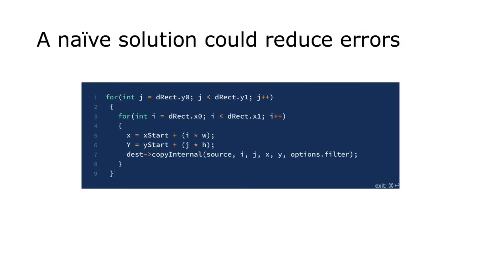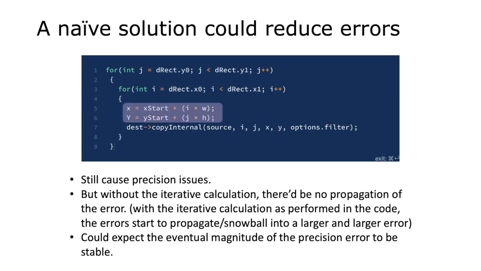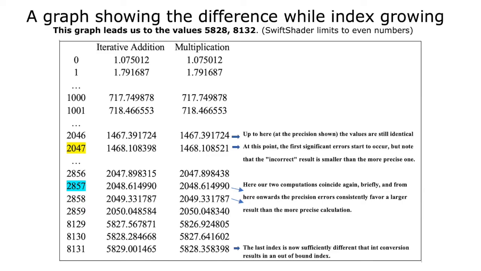And this is kind of a naive solution that could reduce errors. If this approach had been used instead, we would still have precision errors, but without the iterative calculation, there will be no propagation of the error, and we could expect the eventual magnitude of the precision error to be stable. We are fairly sure that compared to the implementation with iterative addition, the multiplicative implementation will be roughly correct. Here is a graph showing the difference between the two algorithms and where the results are most different.